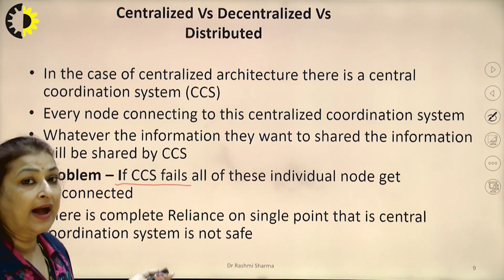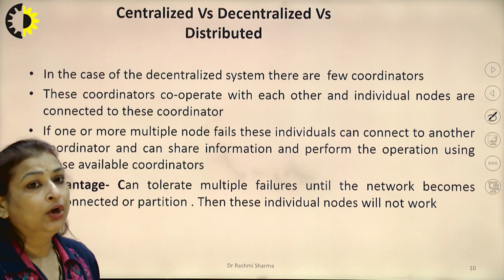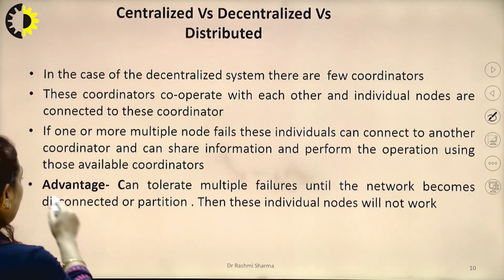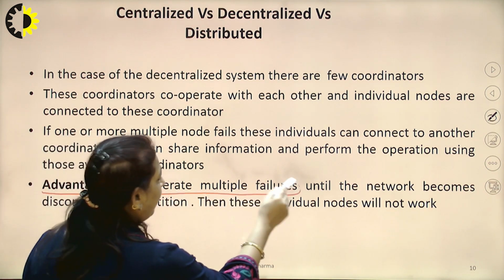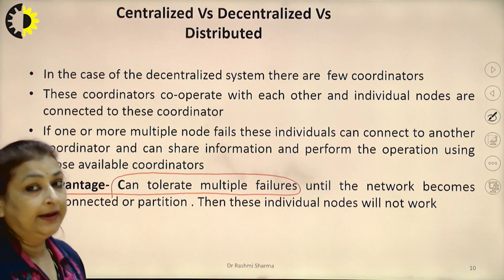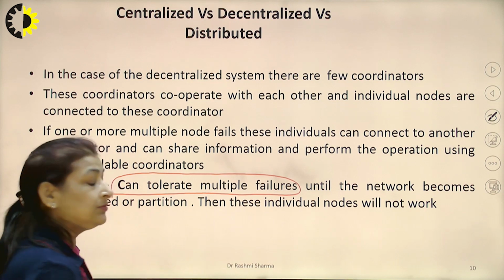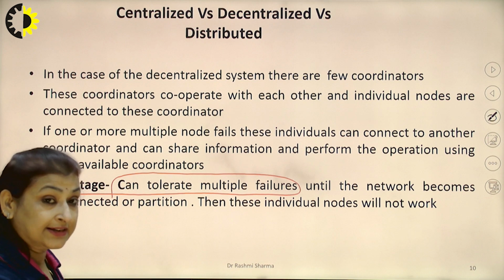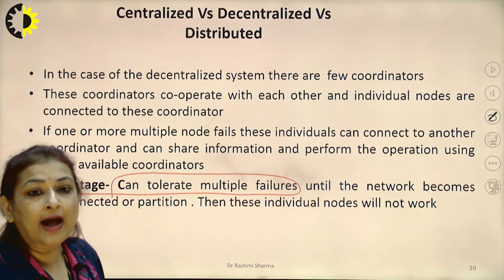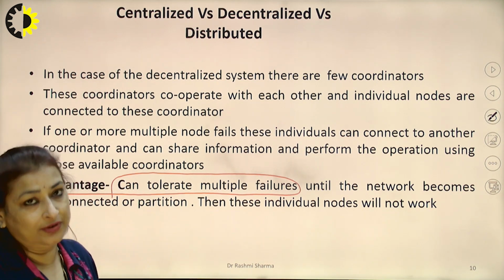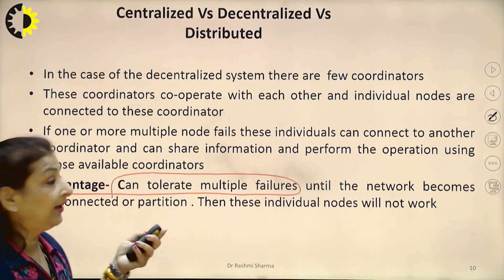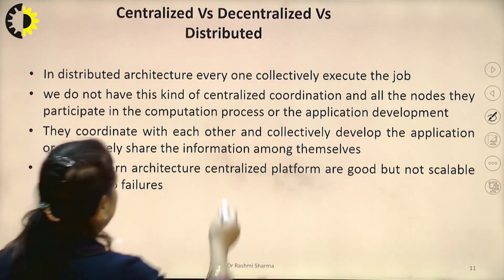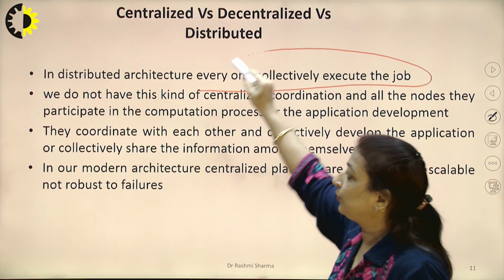So for that, we jumped from centralized to decentralized so that we can have the advantage of the decentralized. We can tolerate multiple failures, as discussed. Unless and until the network gets partitioned into two different parts or gets disconnected, till then we have an acceptable tolerance range for failures. So in the distributed architecture, each and every node collectively executes that particular job.